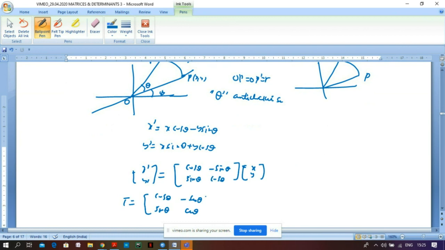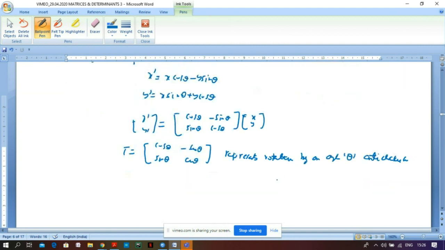sine theta, cos theta. This matrix represents rotation by an angle theta anti-clockwise, through the origin, of a point on a line through the origin.